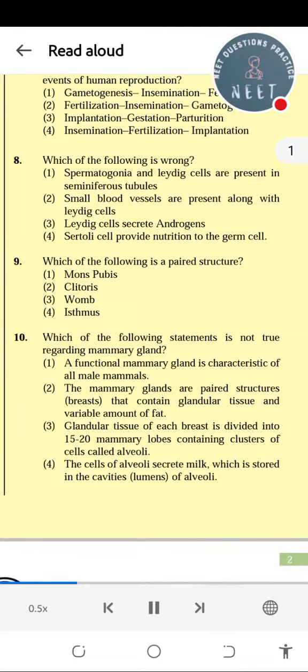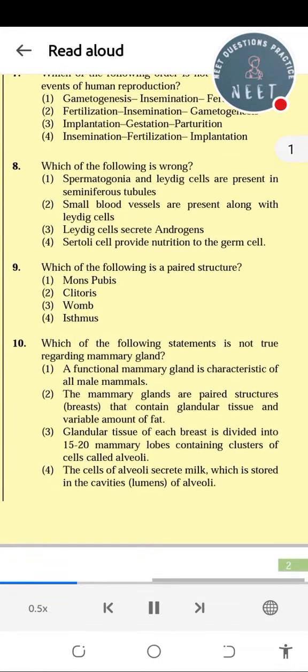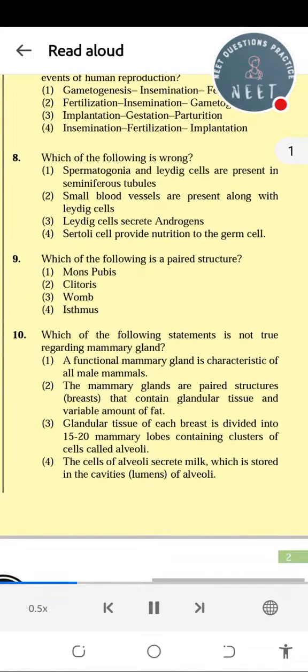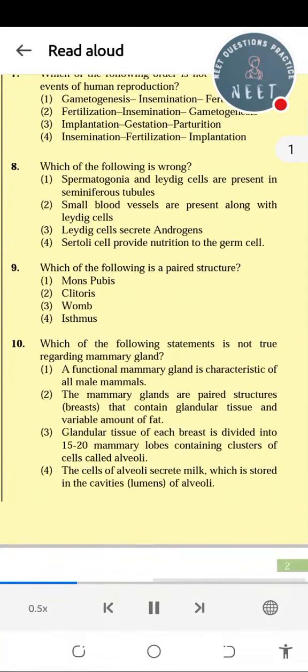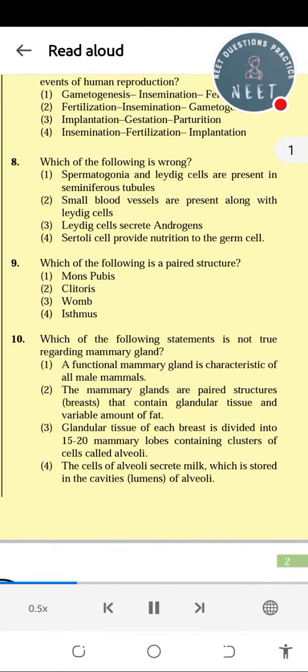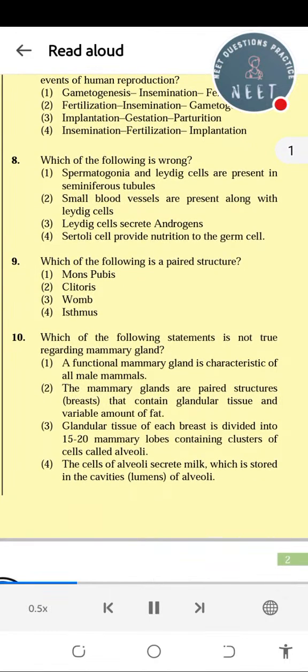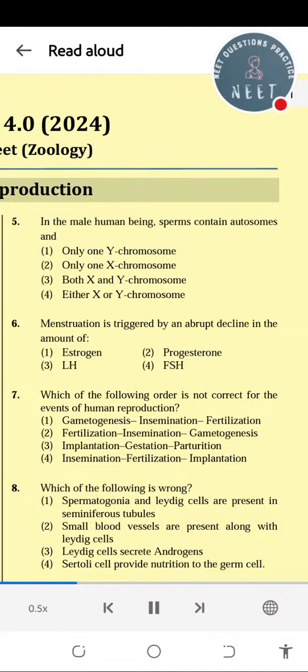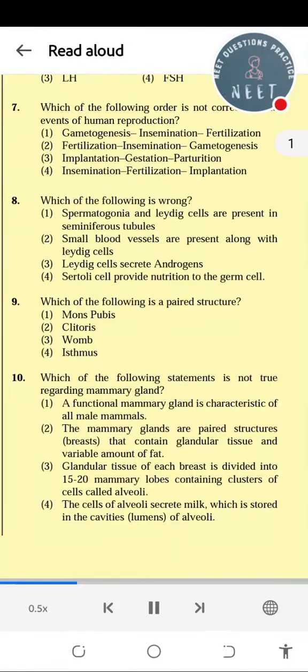10. Which of the following statements is not correct regarding mammary gland? 1. A functional mammary gland is characteristic of all male mammals. 2. The mammary glands are paired structures, breasts, that contain glandular tissue and variable amount of fat. 3. Glandular tissue of each breast is divided into 15 to 20 mammary lobes containing clusters of cells called alveoli. 4. The cells of alveoli secrete milk, which is stored in the cavities (lumens) of alveoli.